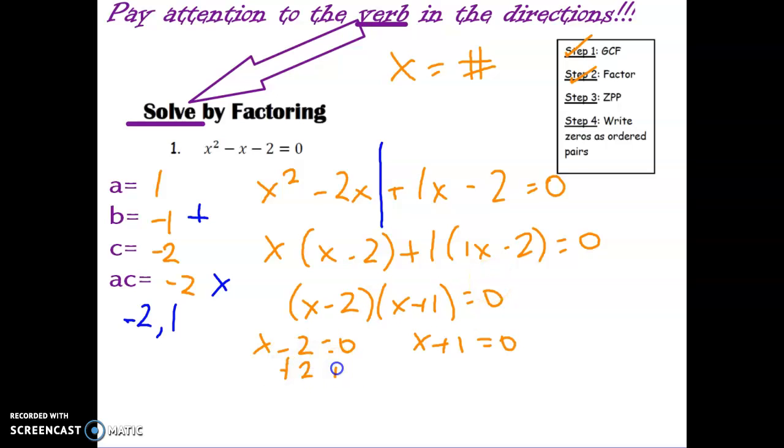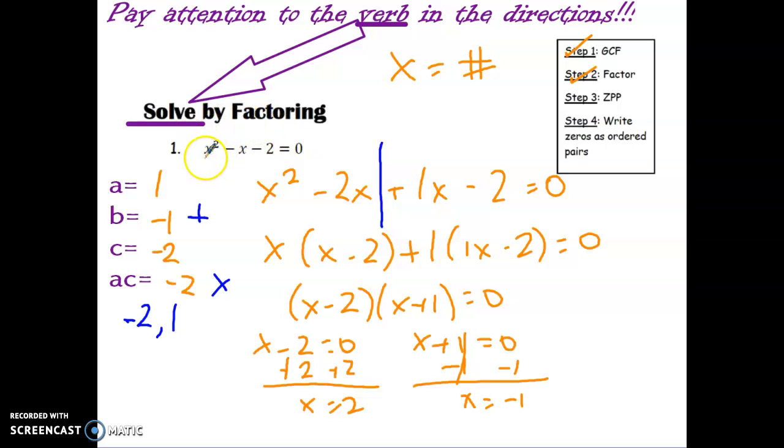So let me solve for x on this one, and I get x equals 2. And then let me solve for x on this one, and I get x equals -1. So I have two choices for x. Either x can be 2 or x can be -1. So let's check that. 2 squared is 4. 4 minus 2 is 2. 2 minus 2 is 0. Okay, so 2 checks out.